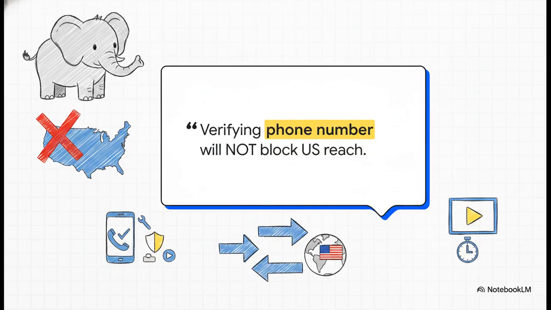Now let's address the elephant in the room and bust a massive myth right here. Verifying your phone number will not cause YouTube to block your US reach. There's this huge widespread fear out there that using a local, non-US phone number triggers some sort of geo-block. Guys, that's just simply false. The platform already knows your true location from your IP address anyway. This verification step is purely for security, and it unlocks awesome advanced features like custom thumbnails and longer uploads. Seriously, do not skip this out of fear.